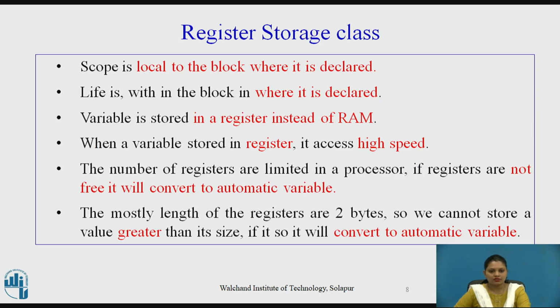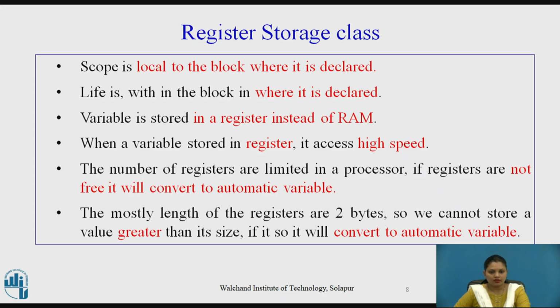The second type is the register storage class. A variable stored in the register storage class has local scope, which means it is accessible or visible only in the block in which it is declared. This storage class is similar to auto, but the main difference is that auto variables are stored in memory, whereas register variables are stored in CPU registers. This is done if we want to access the variable very frequently, so it can be used faster.